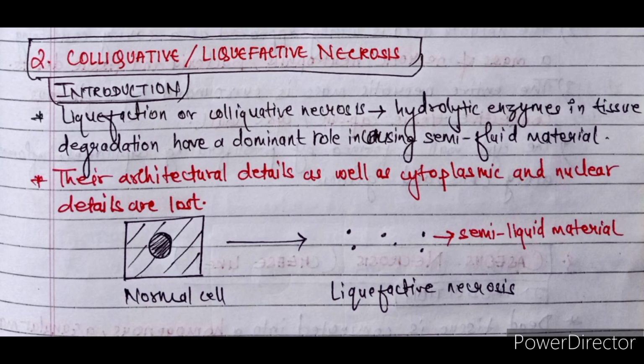Now let's come back to the second type of necrosis, that is colliquative or liquefactive necrosis. First, let's see its introduction. So, in liquefactive or colliquative necrosis, the hydrolytic enzymes in tissue degradation have a dominant role in causing semi-fluid material. Their architectural details as well as cytoplasmic and nuclear details are lost.